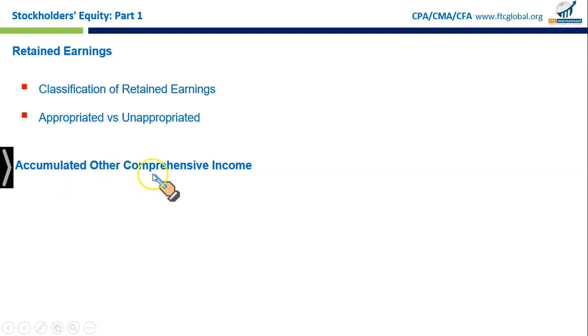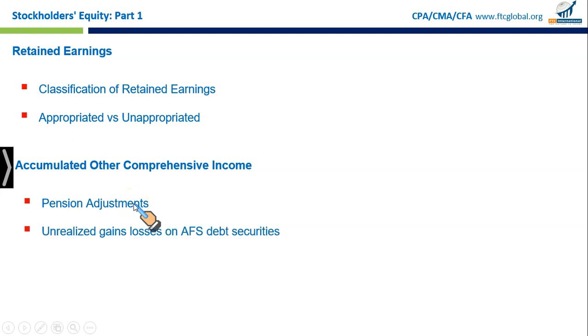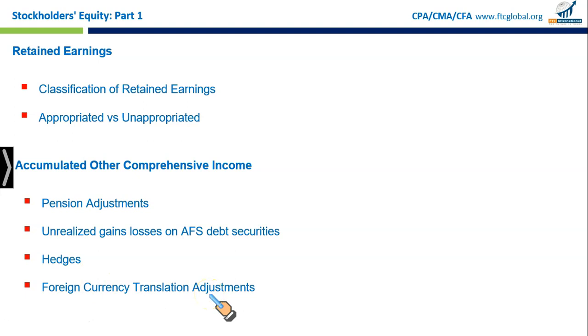Then we have accumulated other comprehensive income. We have discussed this in quite some detail in our previous lectures. Accumulated other comprehensive income includes some pension adjustments, some unrealized gains and losses on available-for-sale debt securities, some gains and losses on the effective portion of cash flow hedges, and some gains and losses on foreign currency translation adjustments. We discussed this in sufficient detail. They combine with the net income to give you the comprehensive income that we already discussed.